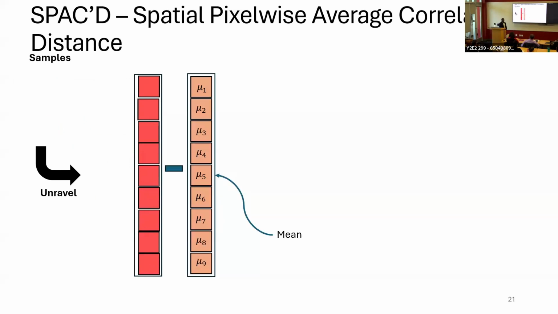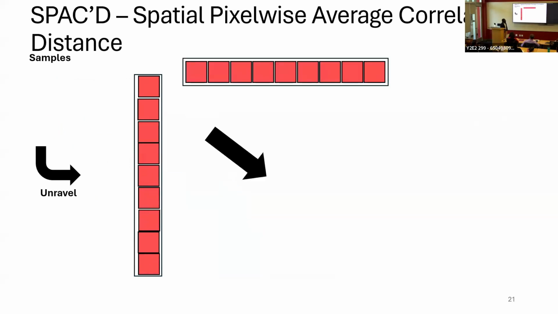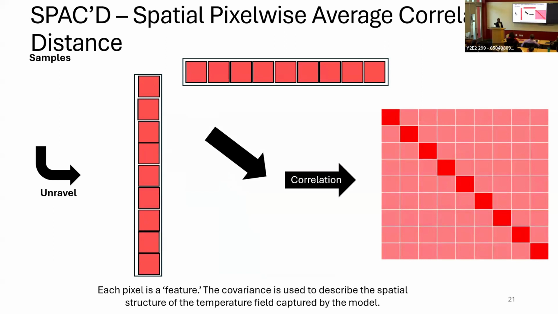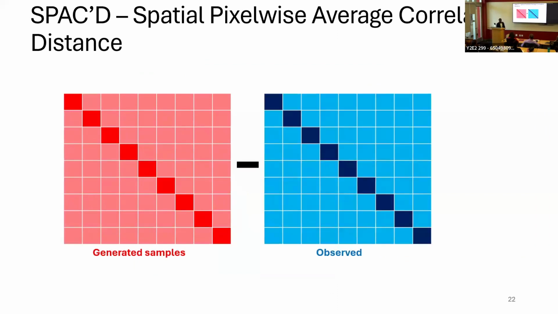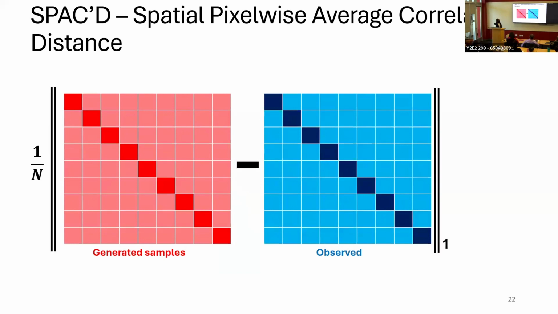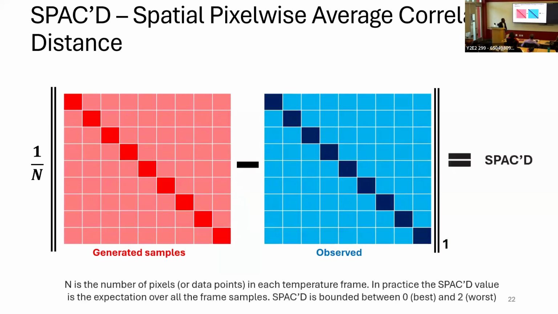Now I subtract the mean of all the examples, then I can compute something called a correlation matrix. It's essentially a normalized covariance. And then this matrix captures the spatial coherence or the structure of that sample. Using this idea, we can take the generated samples' matrix, and the observed samples' own matrix, then take the distance between them. And that gives us a value called SPACE. It's bounded, so the maximum is 2, the minimum is 0, and lower is better.